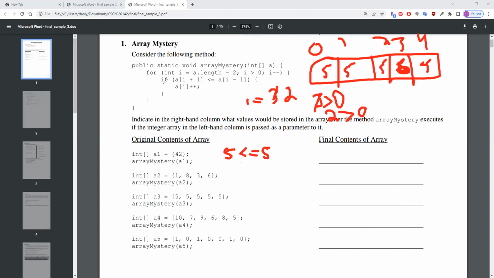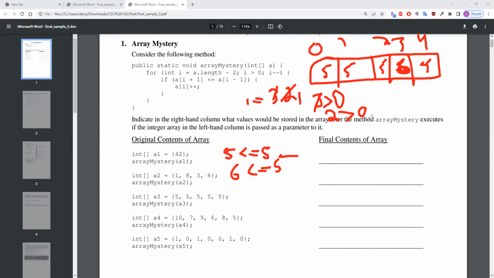You go inside, you have A of I plus 1. 2 plus 1 is 3. A of 3, what we have at A of 3 is 6. Is 6 less than or equal to A of I minus 1, which is A of 2 minus 1, which is 1? And what we have at index 1 is 5. Is 6 less than or equal to 5? No. I minus minus, I is now 1.